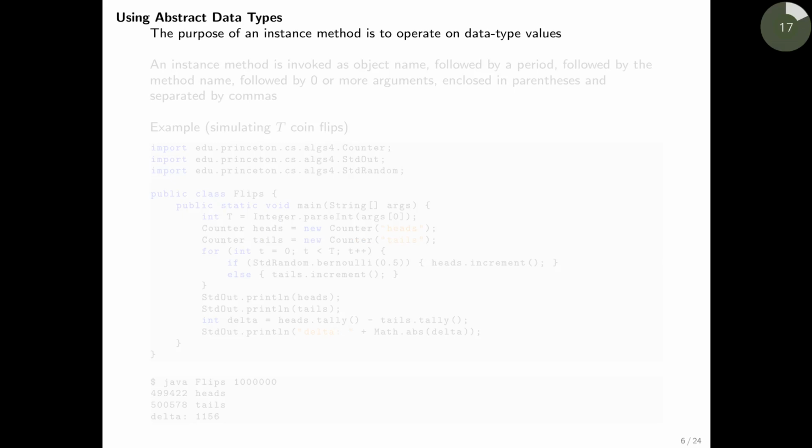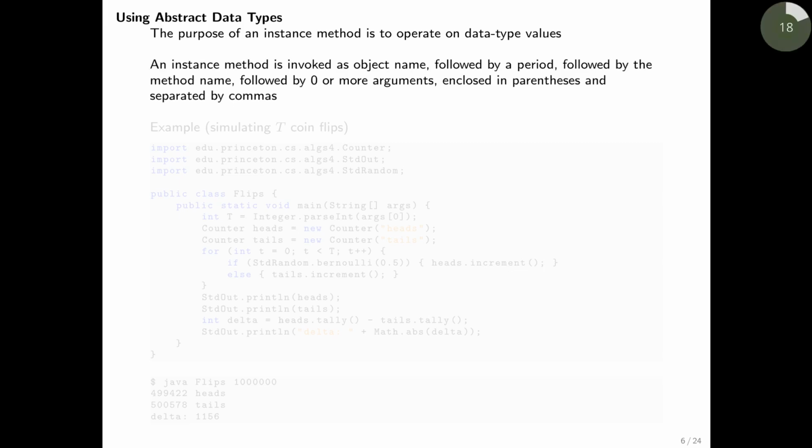Now, what is the purpose of an instance method? Well, the purpose of an instance method is to operate on data type values, or the attribute values. Each data type has a collection of attributes, and an object of that data type has values for those attributes. So the instance method typically operates on those attribute values or data type values.